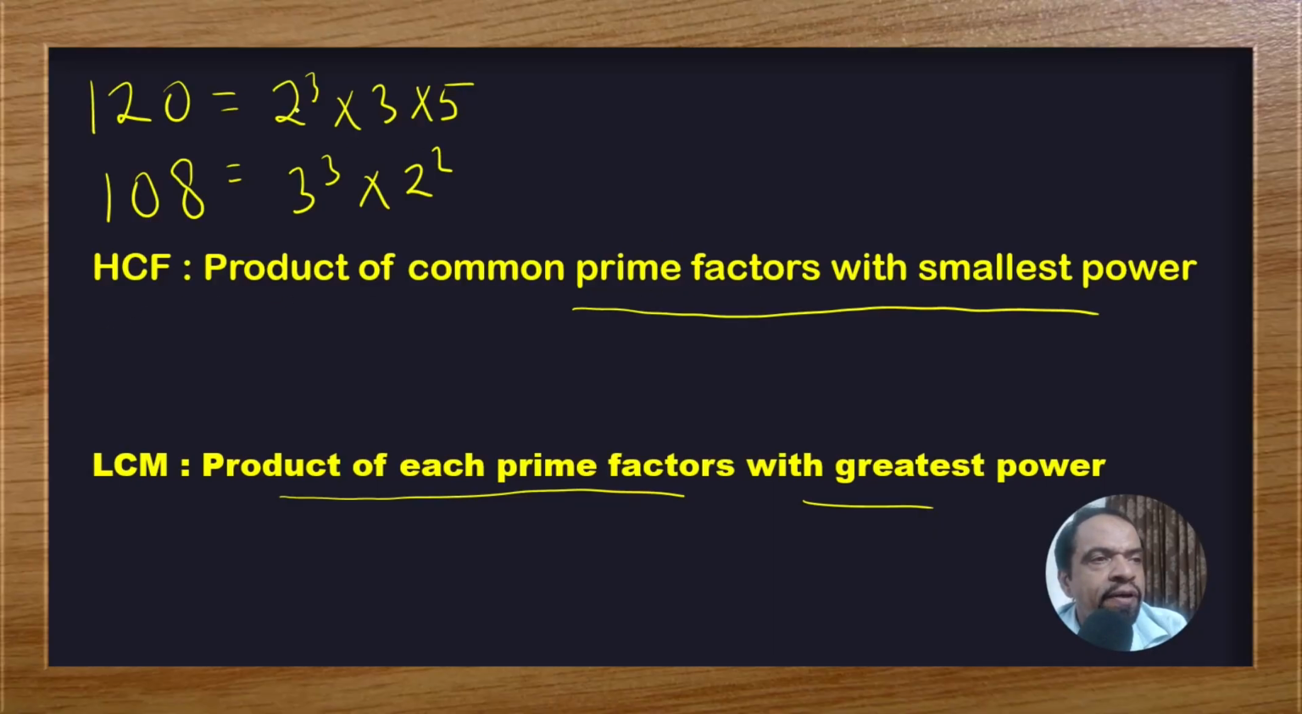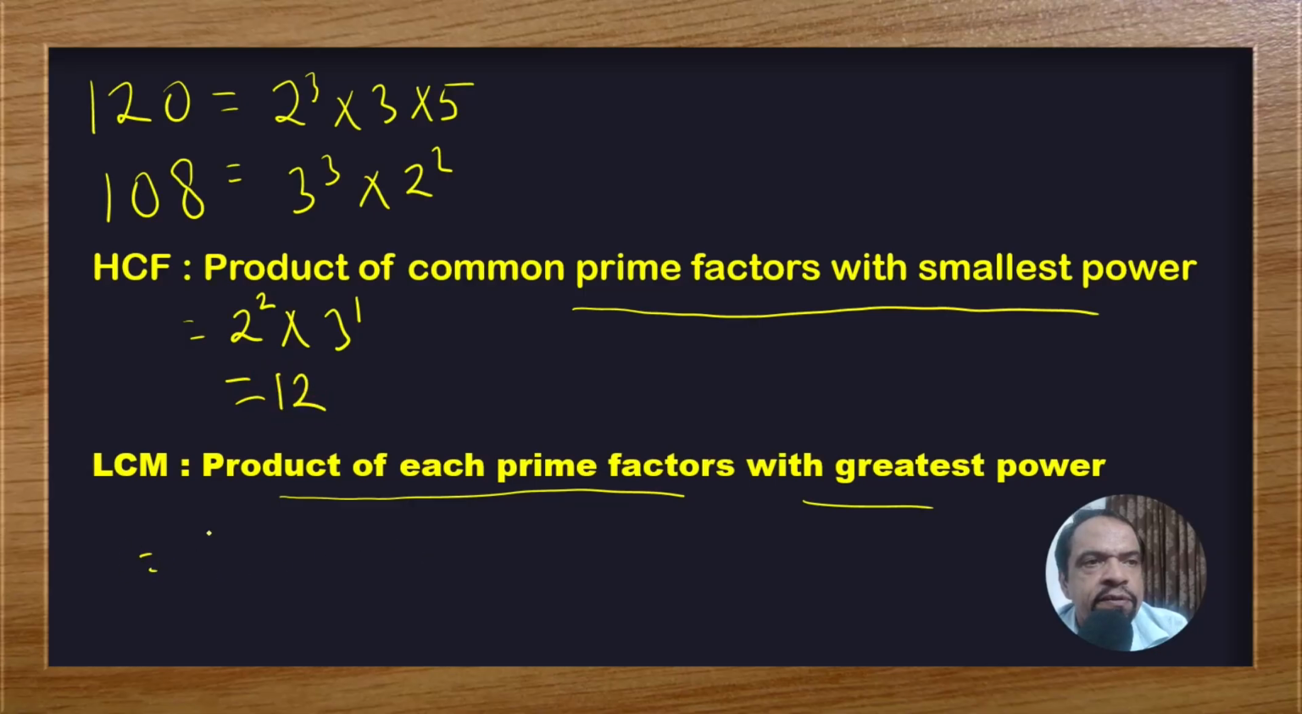What are the common factors here? 2 and 3. With the smallest power. Listen, with the smallest power. For 2, the smallest power is 2 to the power 2. And for 3, the smallest power is 1, and without a power means 1. So HCF is 12.